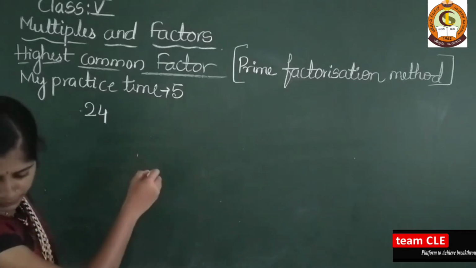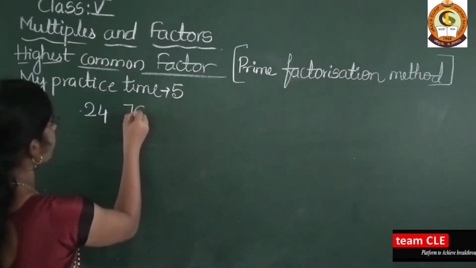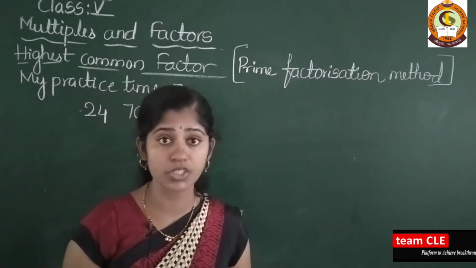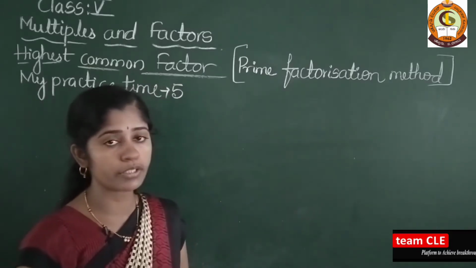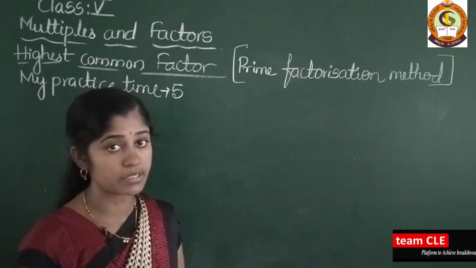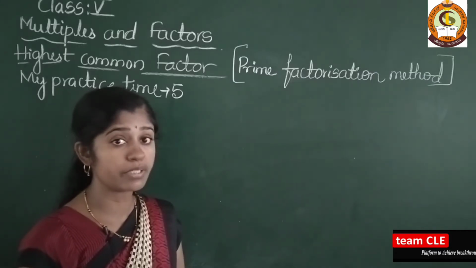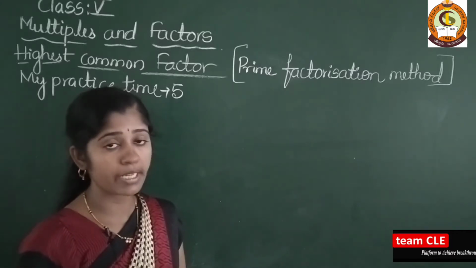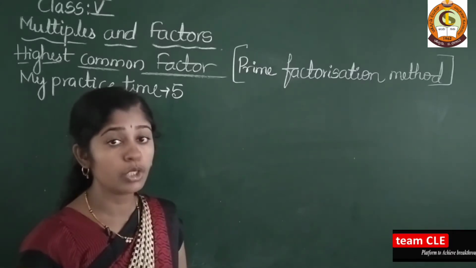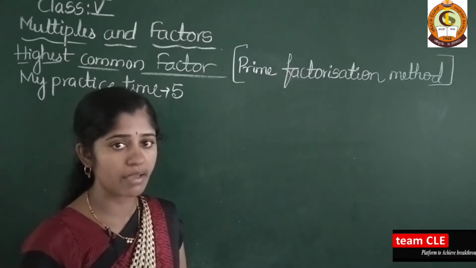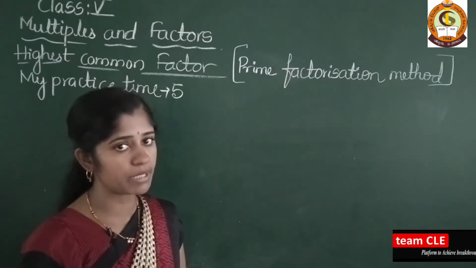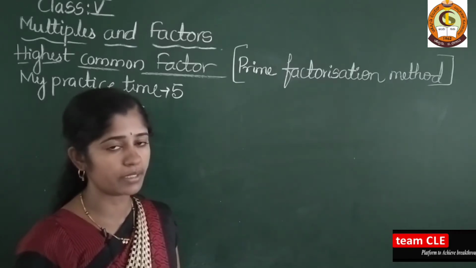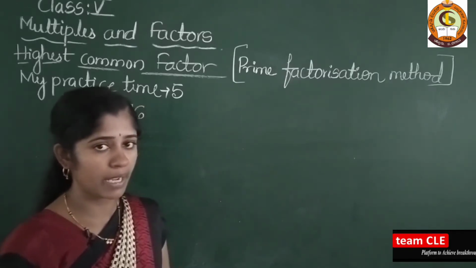24 and 76. Here I am following the prime factorization method. Dear students, already you know what prime numbers are. A prime number means a number which has only two factors, 1 and the number itself. For example, the prime numbers are 2, 3, 5, 7, 11. When you are finding the HCF by the prime factorization method, you must use prime numbers.